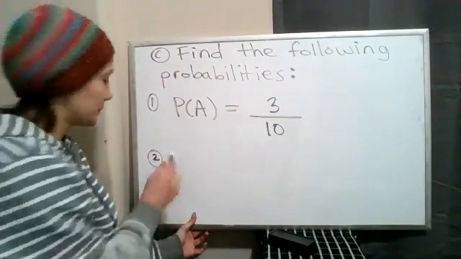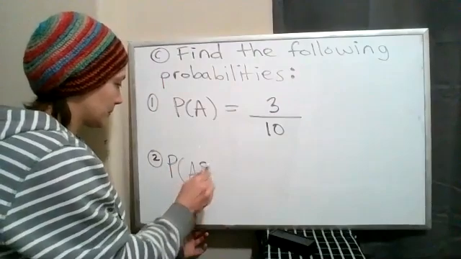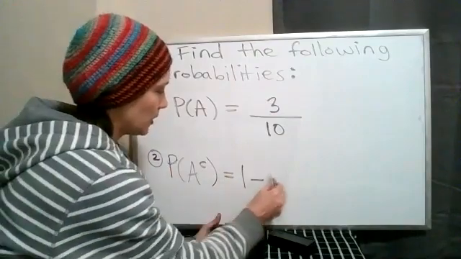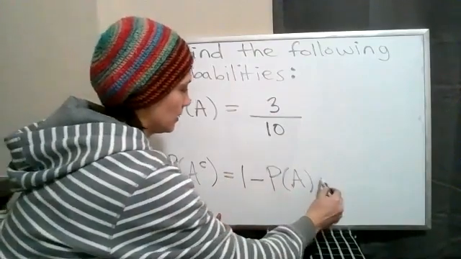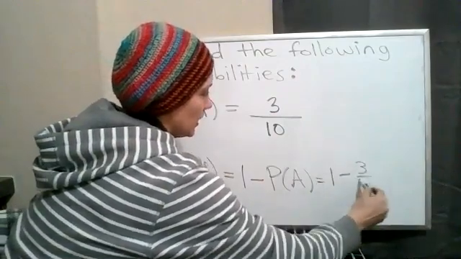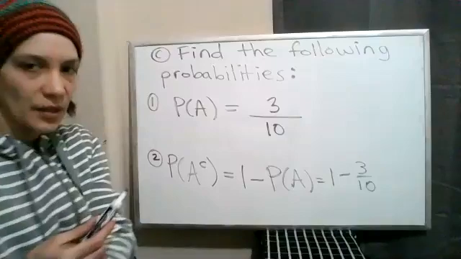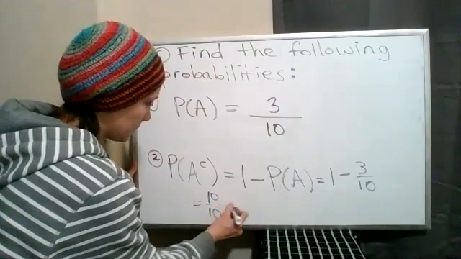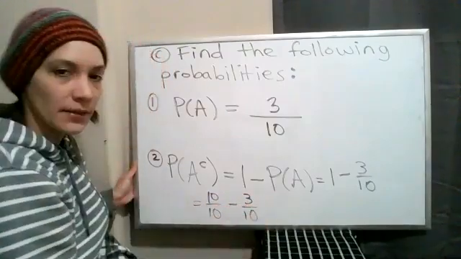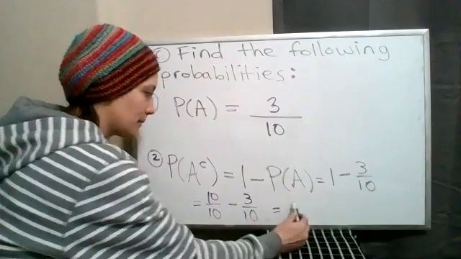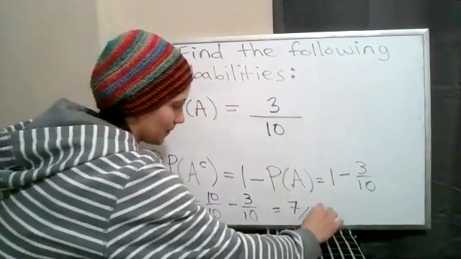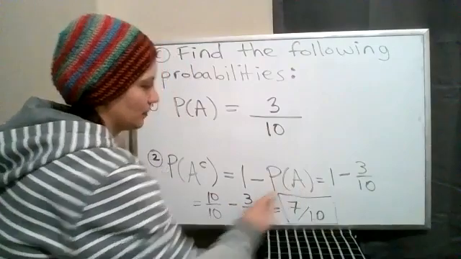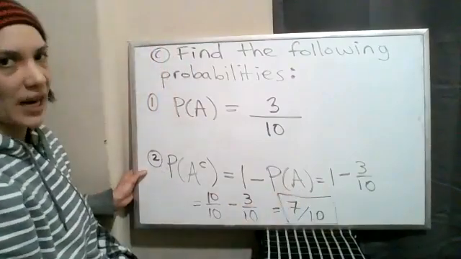Probability of A complement. Use the complement rule. Take 1, subtract probability of A. 1, subtract 3 out of 10. So we have 10 over 10 minus 3 over 10. Got 7 out of 10. All right, next, probability of B.